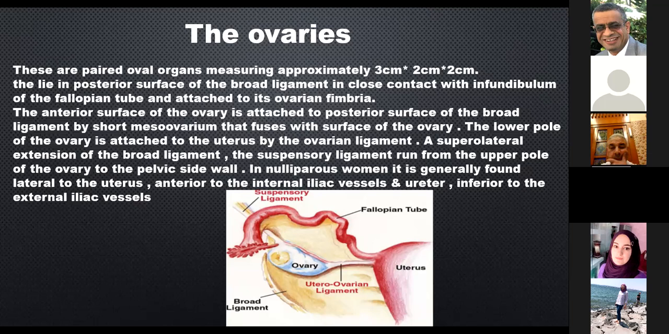A superior lateral extension of the broad ligament, which is the suspensory ligament, runs from the upper pole of the ovary to the pelvic side wall. In nulliparous women, the ovary is generally found lateral to the uterus, anterior to the internal iliac vessels and ureters, and inferior to the external iliac vessels.